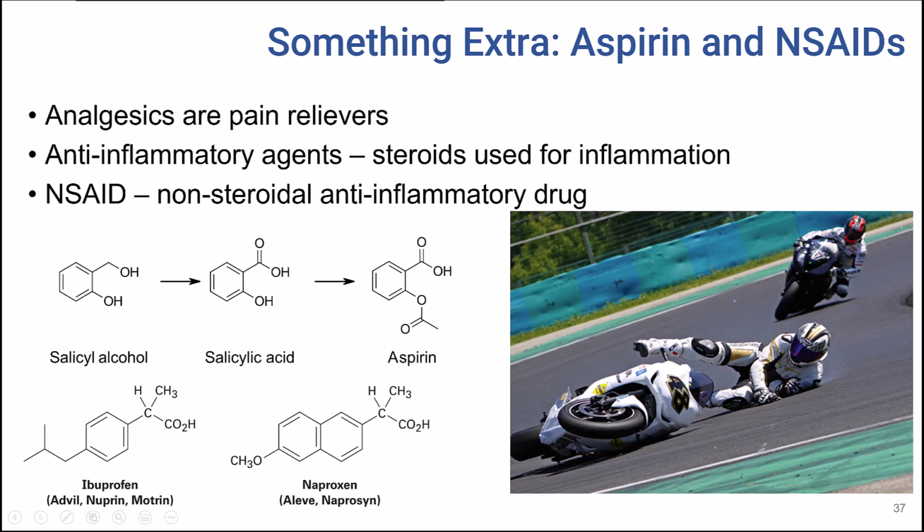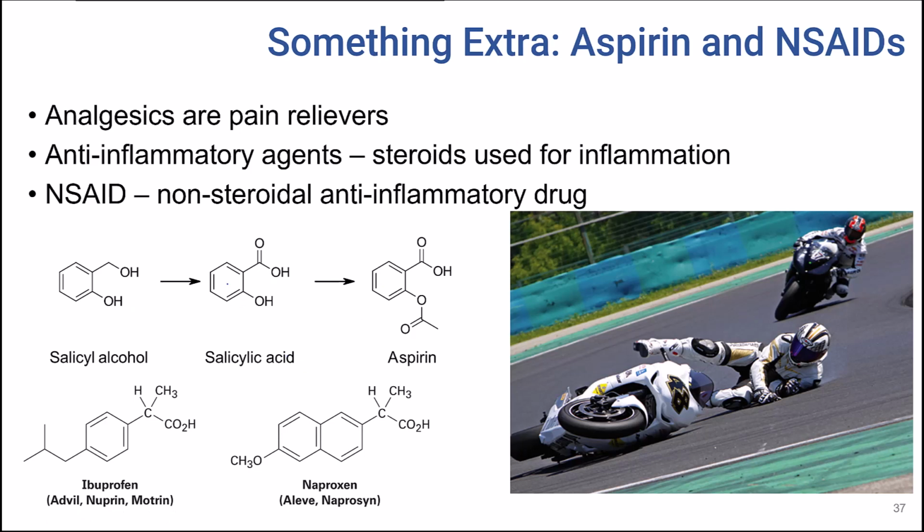We mentioned that synthesis can be used for drugs, and one of these is to synthesize pain relievers. Analgesics are pain relievers, can also be anti-inflammatory agents, and some of these steroids can be used for inflammation as well. And NSAID is a non-steroidal anti-inflammatory drug. So salicin comes from willow bark and gets converted into salicyl alcohol, which we can see the structure of there.